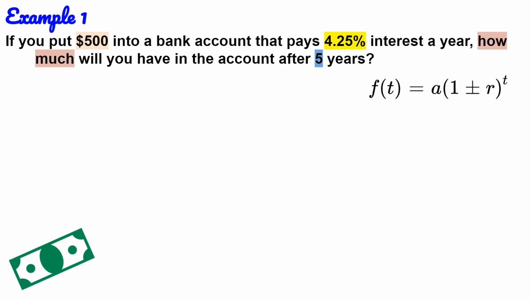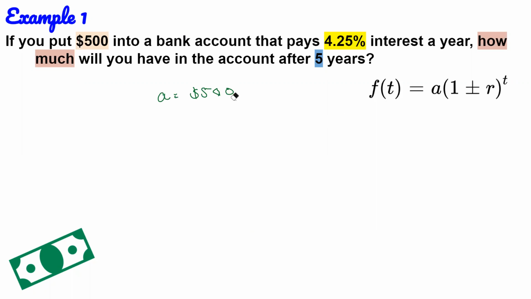Okay, so let's identify the parts. What is our initial value? What did we put in our bank when we opened the account? 500. So our A is going to be $500. So that's our initial value.